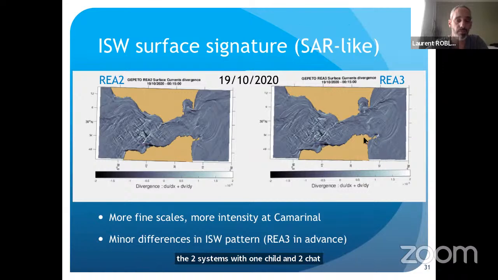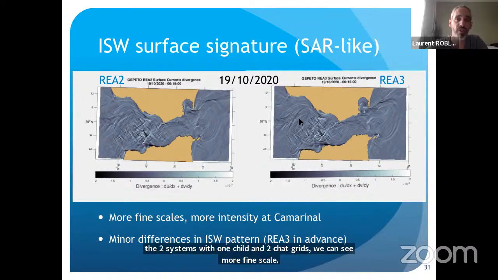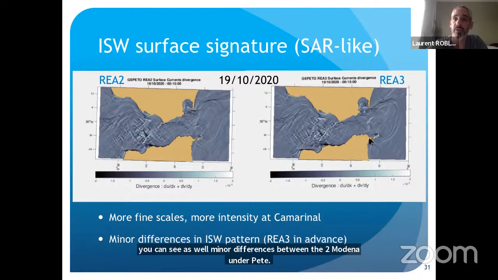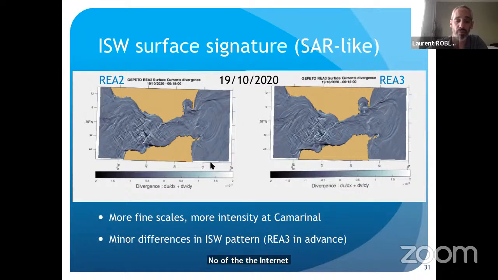So if we compare the two systems with one child and two child grids, we can see more fine scale over the generation area at Camarinal, and with more intensity in this model than in this one. You can see as well minor differences between the two models on the pattern of the internal solitary wave at this eastern end of the strait. This is maybe due to an advance in wave propagation in this model.